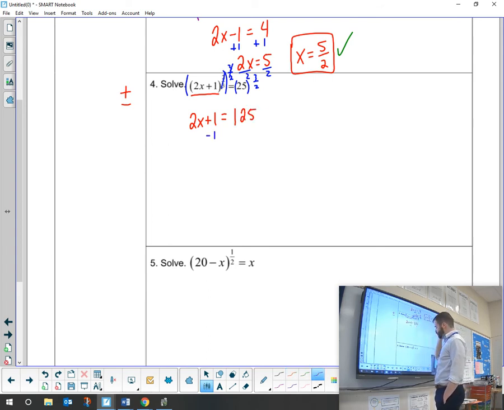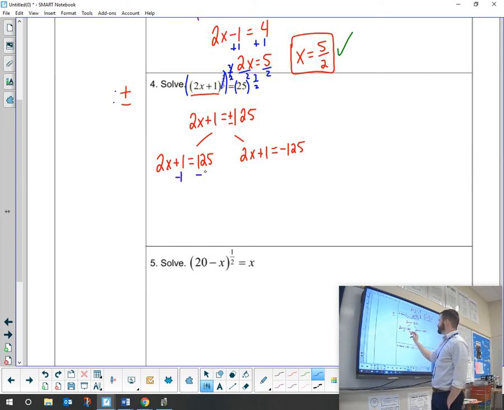Oh, oops, look at me making mistakes again. That's just not a regular 125. Remember, plus or minus. So that's going to be a plus or minus 125. So we're going to split this into two problems. We're going to have 2x plus 1 equals positive 125, and we're going to have 2x plus 1 equals negative 125. All right, so we're going to get two answers.